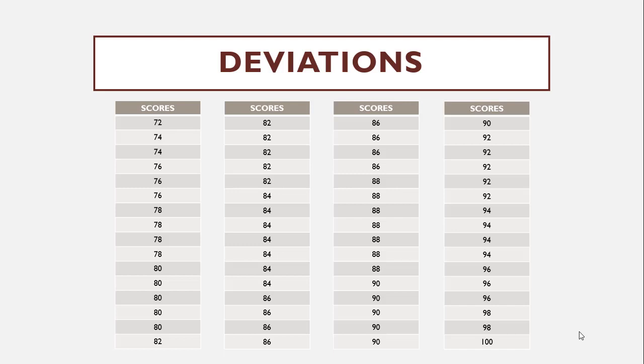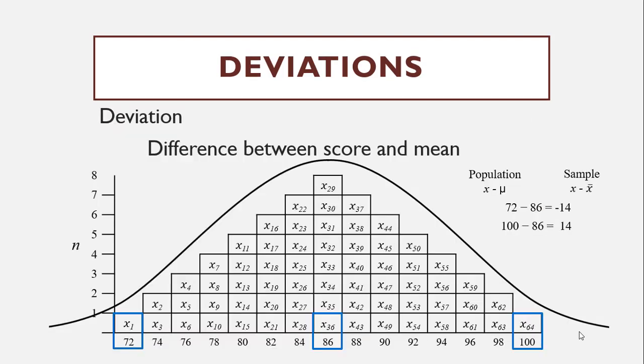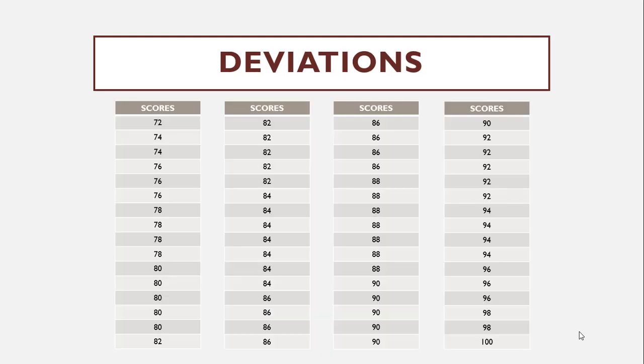Basically, I've taken the scores that were represented in that distribution. So we have them going from 72 to 100. You'll note there's 1 72, 2 74s, 3 76s. I'm just representing that same data, but in a table. And if you compared, you should see that this matches the data that's in the chart that you just saw.